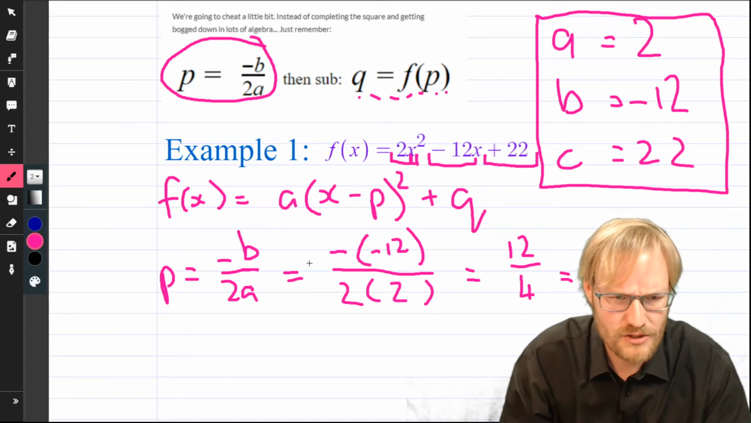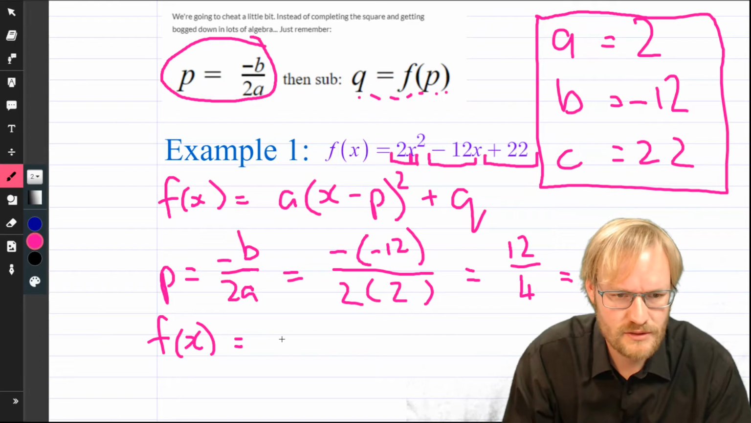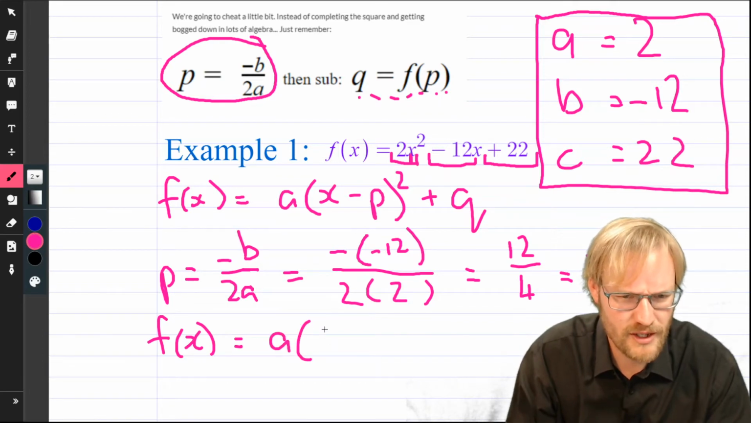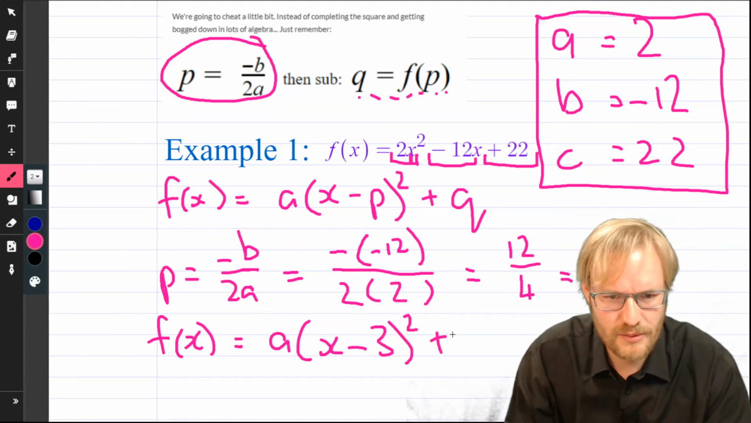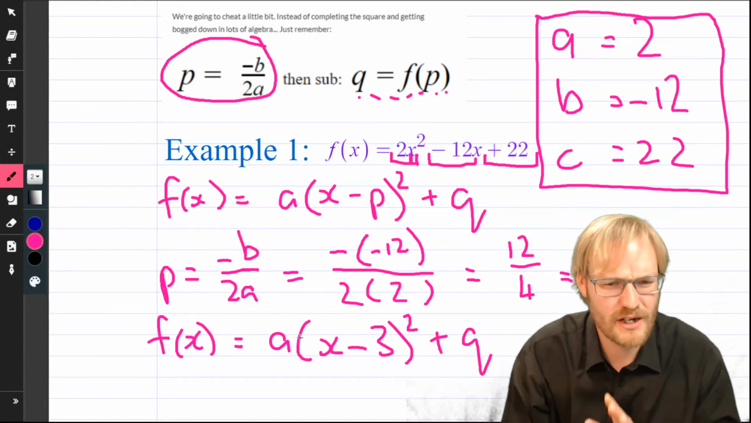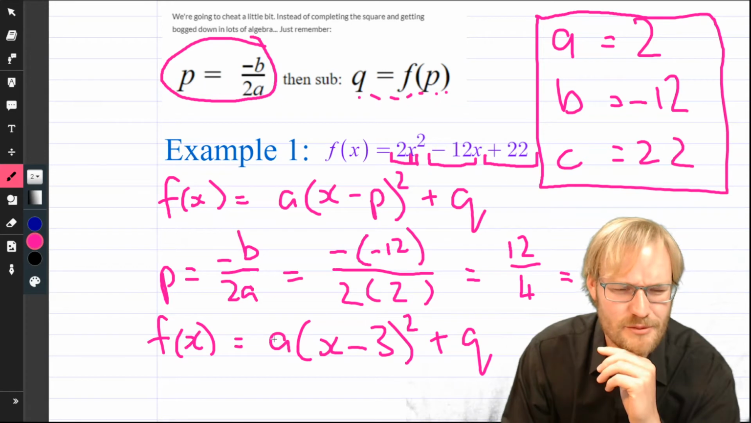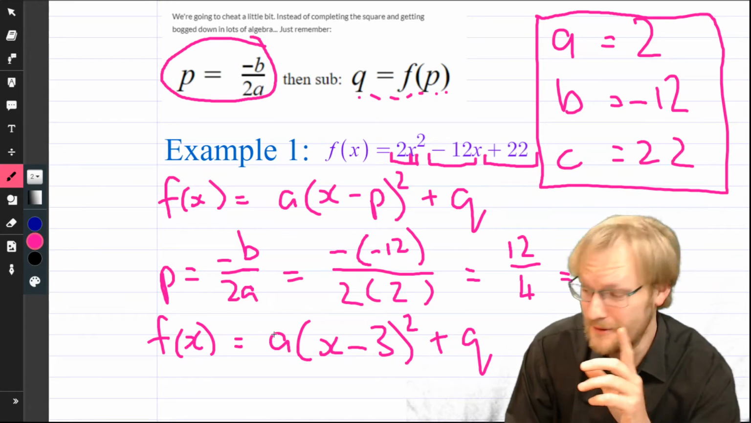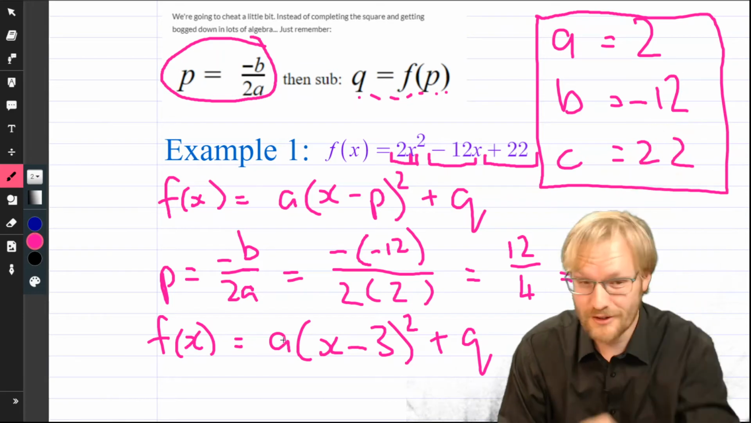Okay, so f of x we know now equals a. Looks like we don't know a yet, but maybe you can see it. x minus p. No, we just worked out what p is. x minus 3 squared plus q. So it looks like we still have to work out a and q. But a, I have the sneaky suspicion we know what a is already. Isn't it up there? a equals 2.